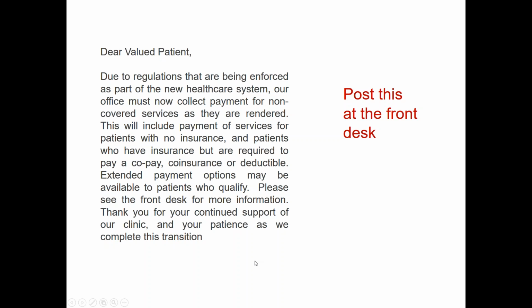So you see, this is not, like, hard nose. It's just saying, hey, this is what is happening. We're making some changes. There's a new sheriff in town, and now we've got to begin to collect at the time of service. So that concludes our patient collections portion of the class.